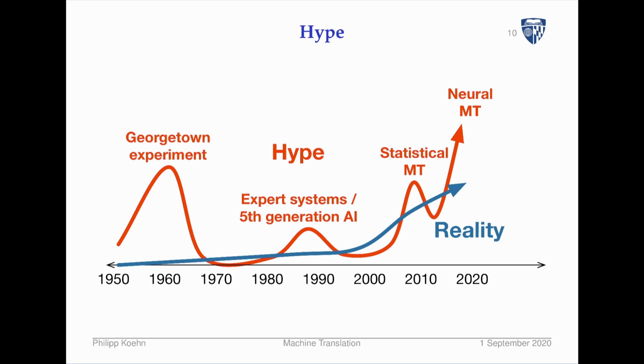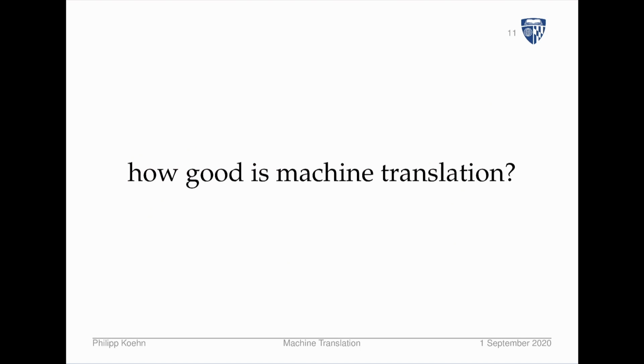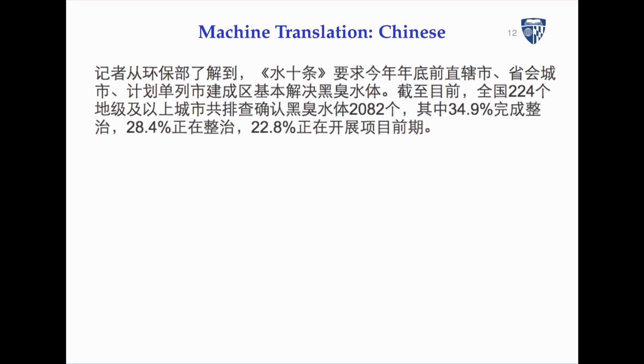But we're also at the time where deep learning is horribly overhyped, and people have made claims like human parity, that machine translation is almost as good as human translators. So how good is machine translation really? I'm just going to give you two examples of actual machine translation output that reflect the quality of today's systems. The first one is translation from Chinese.